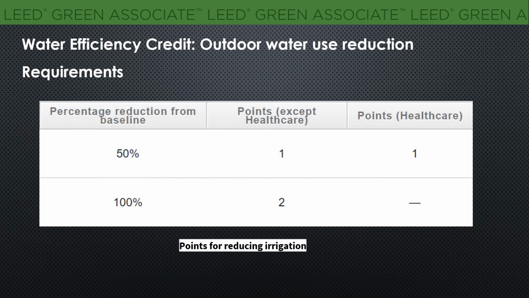Well, if you can reduce up to 50%, this is the minimum criteria for achieving this credit, you can get 1 point. And for additional reduction up to 100%, you can get 2 points, except healthcare, and there is no point for healthcare. Well, for the prerequisite, you need to achieve 30% reduction for the outdoor water use, and for an additional 50% you can get 1 point, and 100% you can get 2 points. So this is how it works.